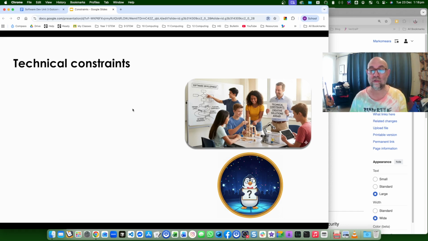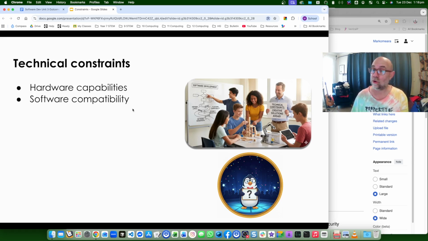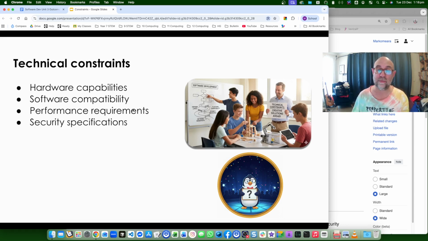So, our technical constraints. Now we can see the little penguin at the bottom of the screen, so if I were in class I'd be asking people to suggest what technical constraints they could think of, but let's have a look. So, hardware capabilities. What can the hardware you've got do? What can the software that you've got do? You know, if you have to build it in, say, PHP and JavaScript, what can you do within the bounds of that? What are your performance requirements? You know, how fast does it have to be? What are the security specifications?